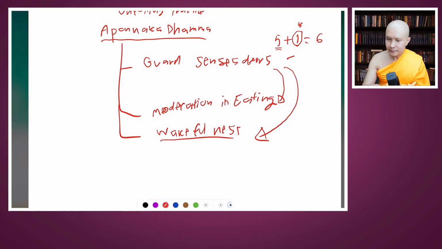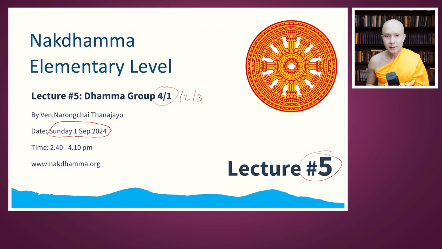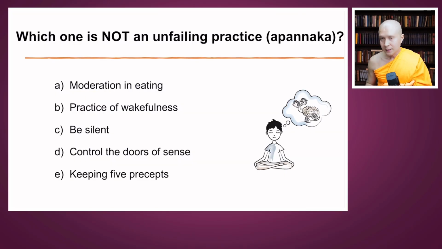For today, we're going to move on, like I said, to Dhamma group 4, but we should recap what we learned, right? That's why I just bring back your memory so you can have some information before you do the short quiz. Today it's only 3 questions. Which one is not an unfailing practice, or the Apannaka? In the final exam, you may see a question like this. If I give the Pali term, I will give the English meaning as well. Don't worry about that.